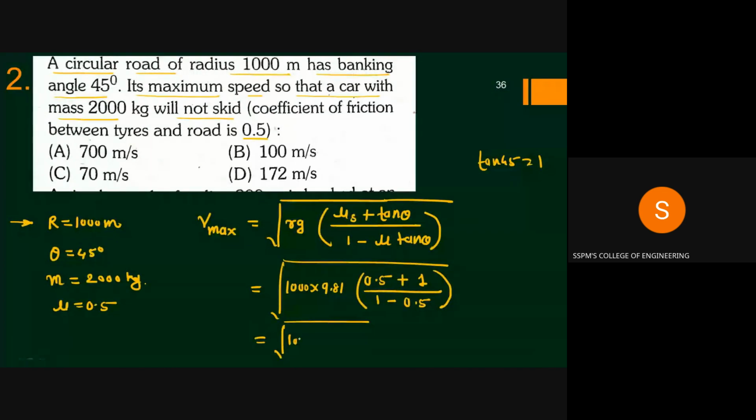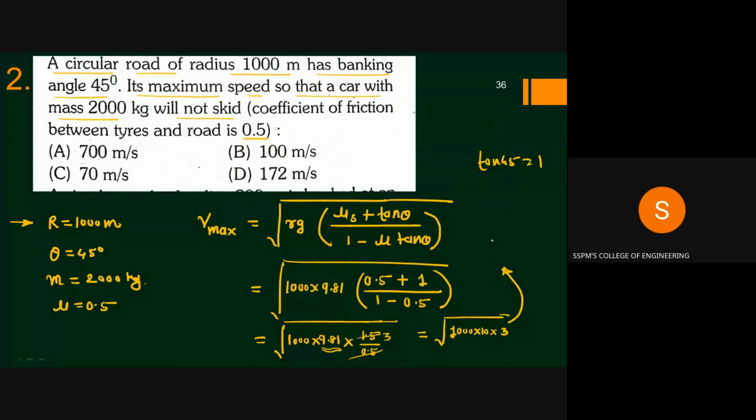So this is equal to 1000 into 9.81 into (1 plus 0.5), so this is 1.5, divided by (1 minus 0.5), so this is 0.5. Okay. So 1.5 divided by 0.5 is 3, so in the numerator we will get 3. Now, just for the sake of simplicity, this 9.81 we can treat as 10. Okay. So by assuming 9.81 as 10, we get 1000 into 10 into 3.